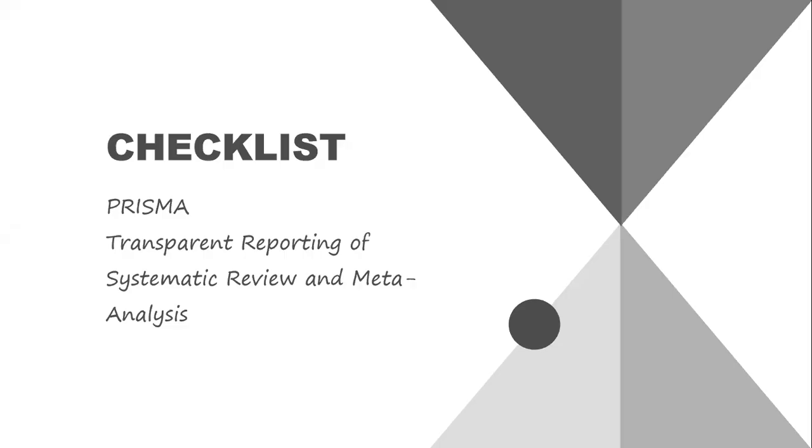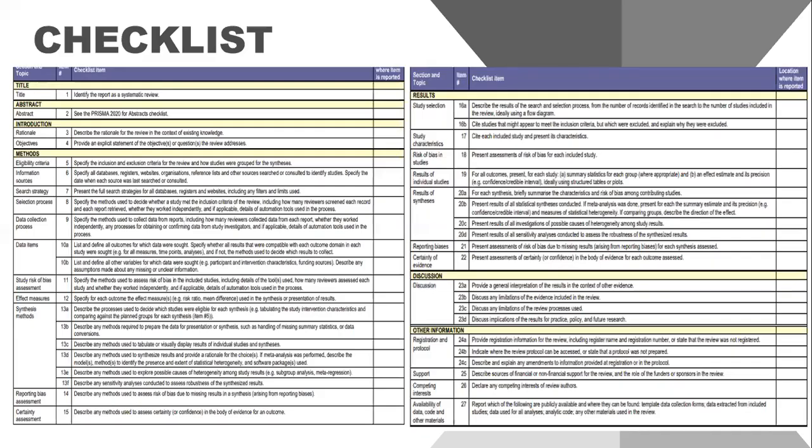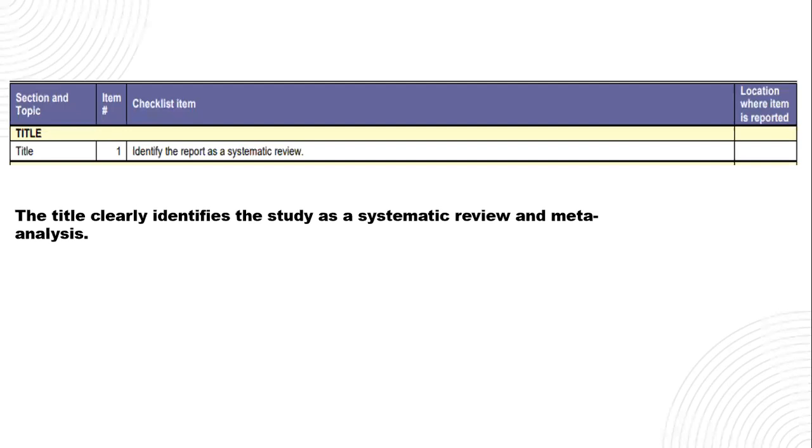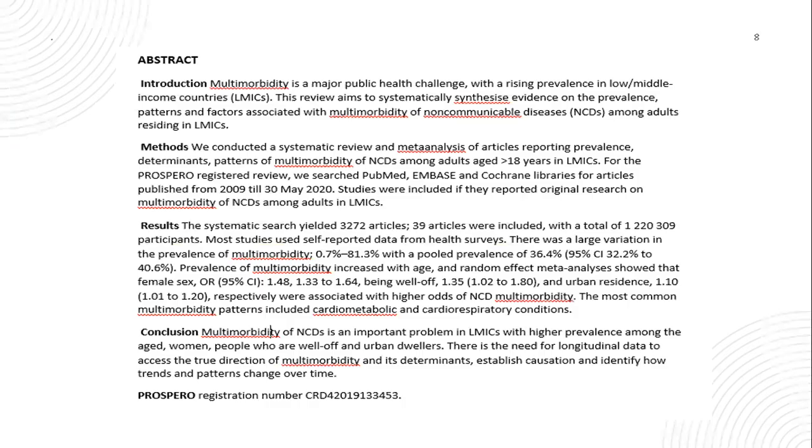For this critical appraisal, I will use the PRISMA checklist, which is the transparent reporting of systematic reviews and meta-analyses. So here is the PRISMA checklist. First of all, we will focus on the title, multimorbidity of non-communicable disease in low-income and middle-income countries, a systematic review and meta-analysis. In the title, according to the PRISMA checklist, we see whether it is reported as a systematic review. So the title clearly identifies the study as a systematic review and meta-analysis.